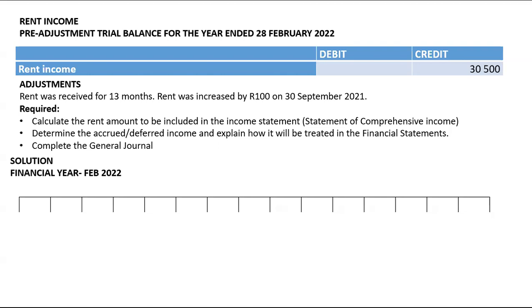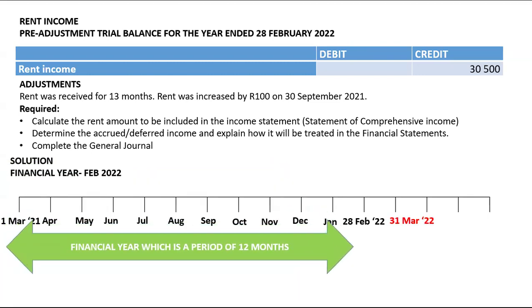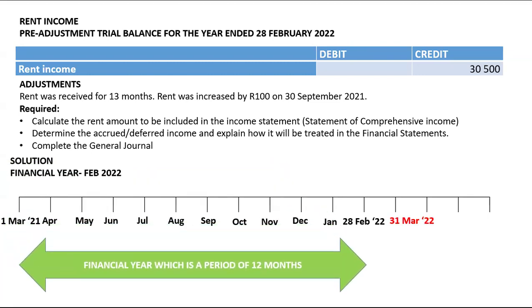So the problem is, we can just take that 30,500 and divide it by 13. But the problem is that rent was increased by 100 rand on the 1st of September 2021. Our financial year will run from the 1st of March 2021 up until the 28th of February 2022, which will be our 12 months, but will include March 2022, because we received rent for that month.